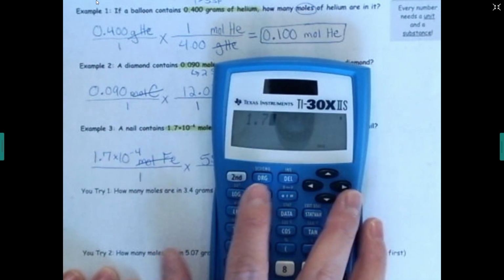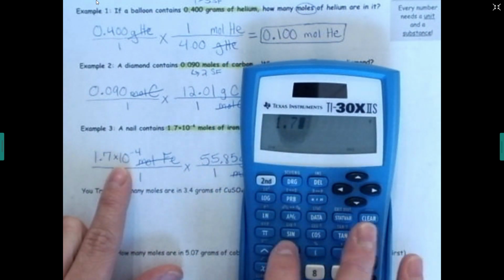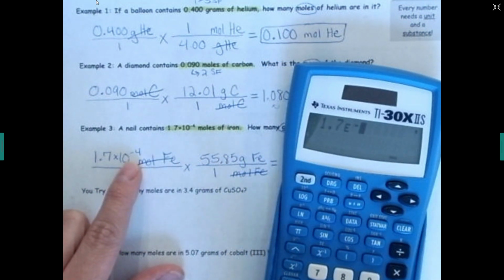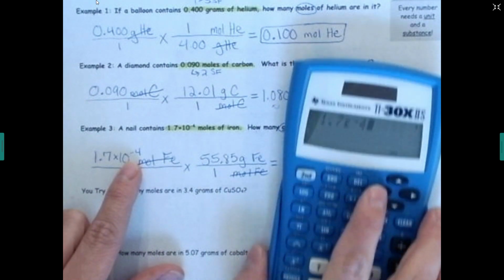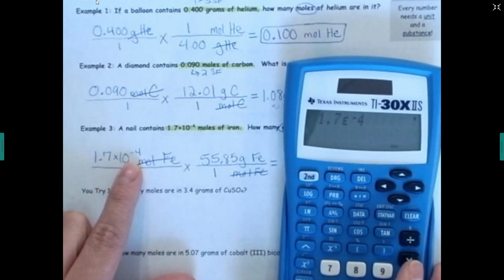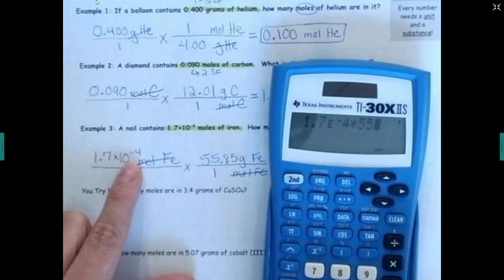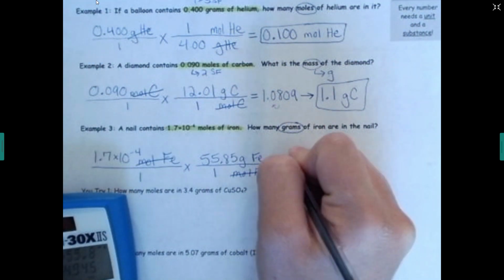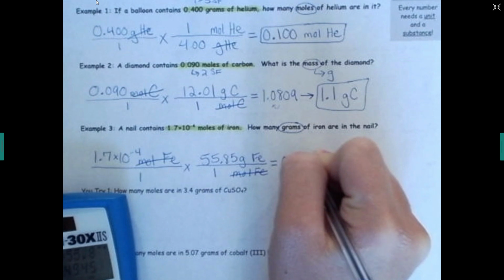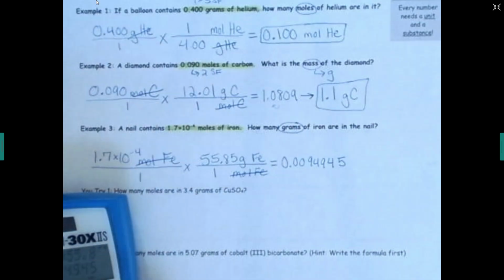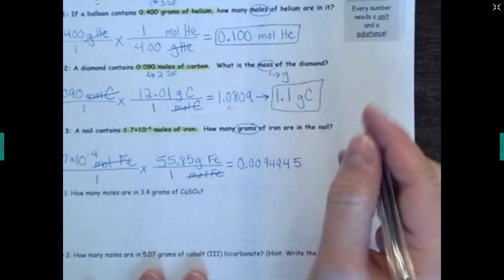So 1.7, now remember, this is scientific notation, so I use my E button. E stands for times 10 to the negative 4. Okay, if you want to see how I did that, I went negative 4. Okay, and then I'm going to go times 55.85. And that's what I get. Let me write that down. 0.009. I'm writing my unrounded answer first. Guys, keep your work neat. It is so important.